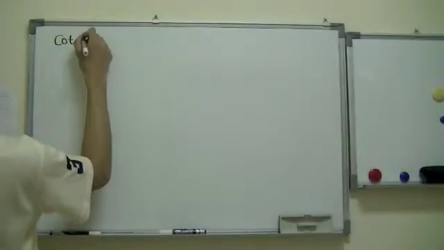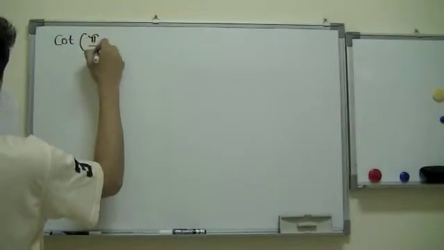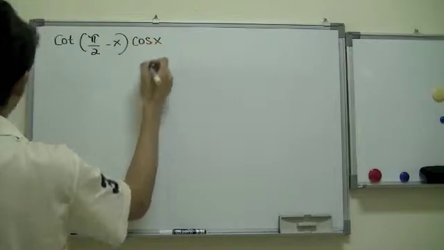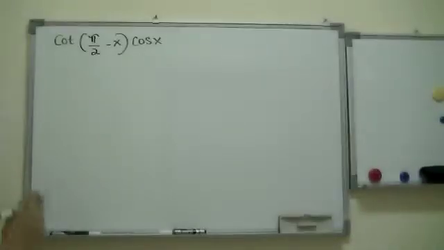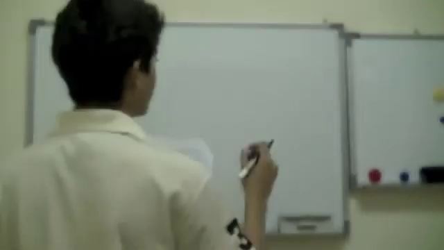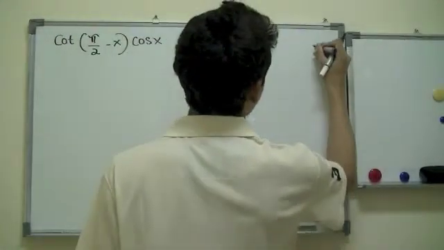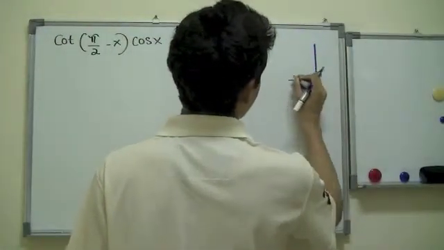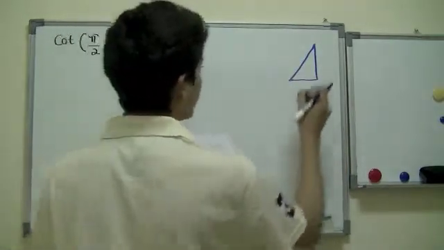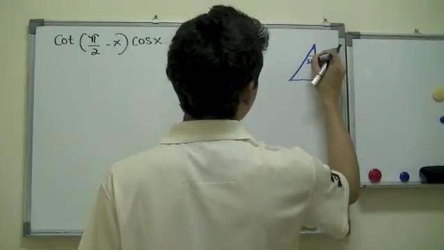Cotangent of pi over 2 minus x times cosine of x. Okay, now using this, if you have something that comes along this line, what you need to do now is draw a right triangle right here. Make it at 30 degrees.